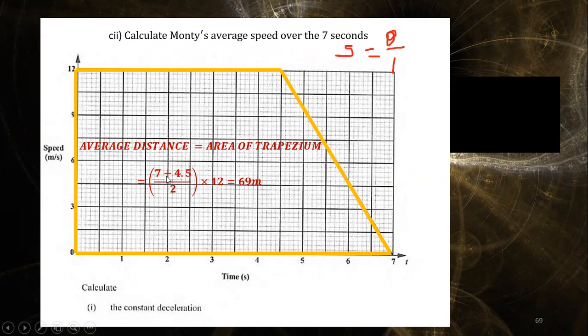It's the addition of the two parallel sides. From here to here is 7. From here to here is 4.5. We add them, divide by 2, and multiply by 12, where 12 is the perpendicular distance, or in this case, the speed from this way.